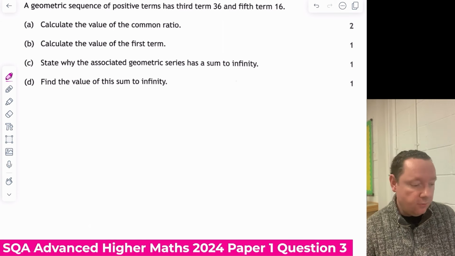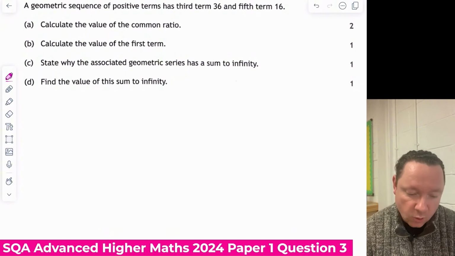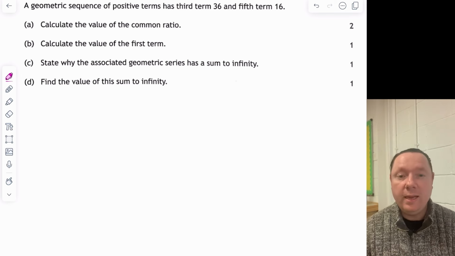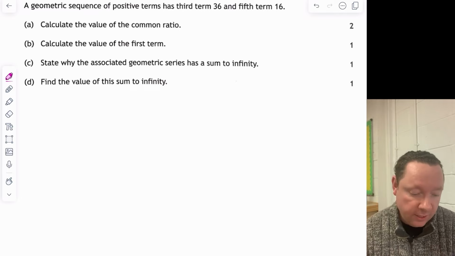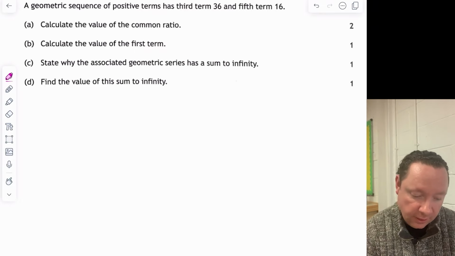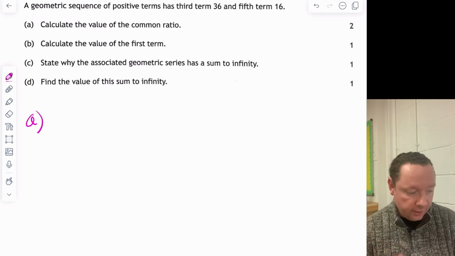SQA Advanced Higher Maths 2024, Paper 1, Question 3. A geometric sequence of positive terms has the third term 36 and the fifth term 16. Find the common ratio. So a geometric sequence goes a, ar, ar squared, ar cubed, and so on.